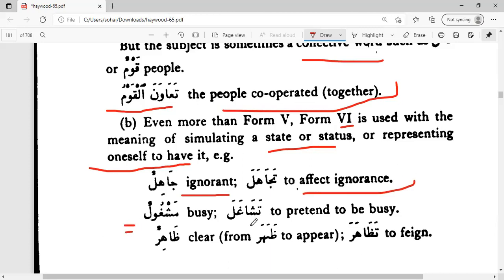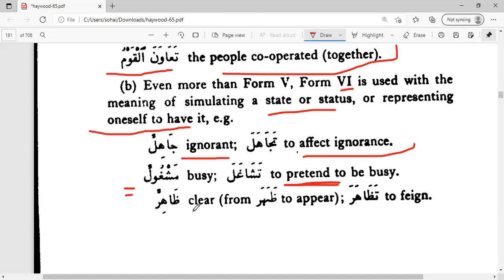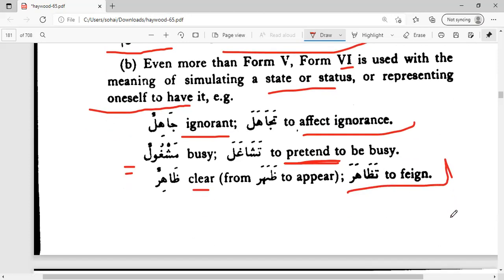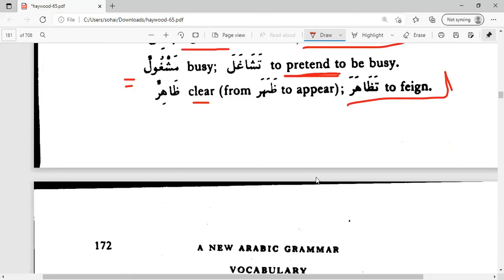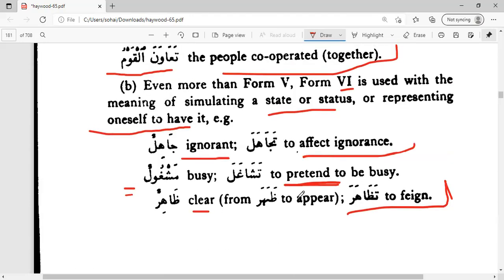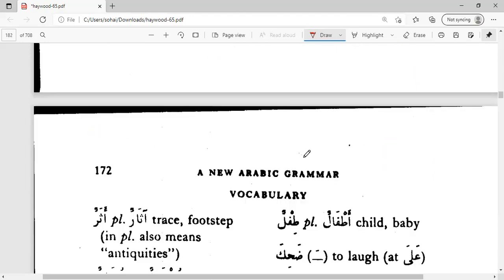Mashghulun means busy. Shaghala means to pretend to be busy. Zahirun means clear, apparent. Zahara means to feign, to pretend, to appear. Somebody is sick: هو يعني مريض, or you could say تظاهرت مريضا. You are pretending to be sick. Does that make sense? Yes, sir. Or thinking of having this quality or status.